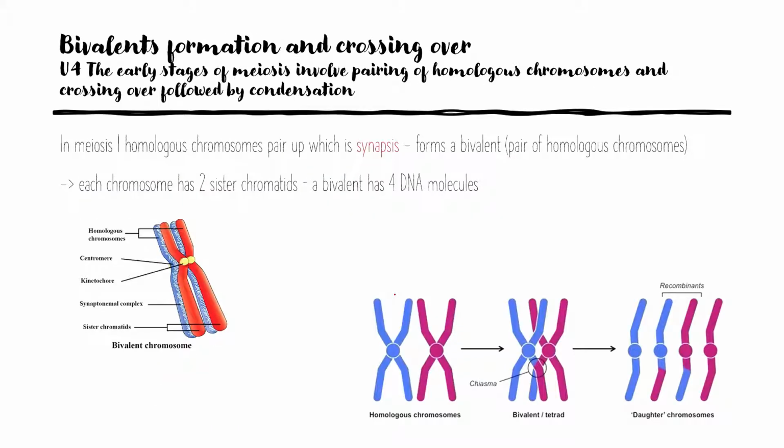Bivalent formation and crossing over, understanding 4. So in meiosis 1, which is the first division, homologous chromosomes pair up, and this is called synapsis.